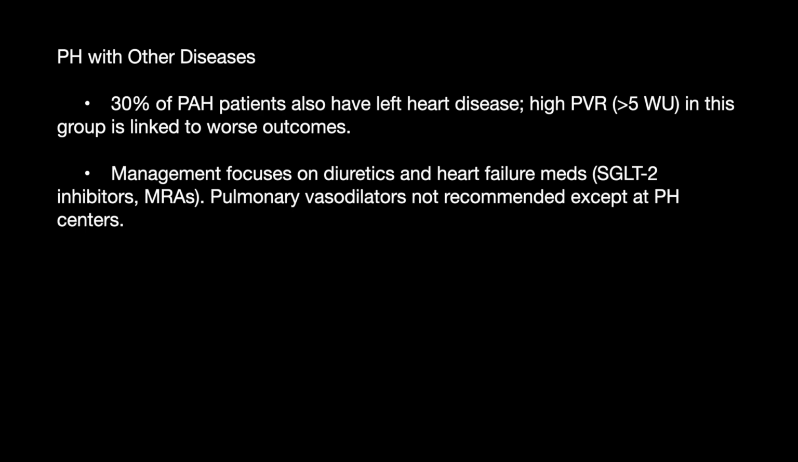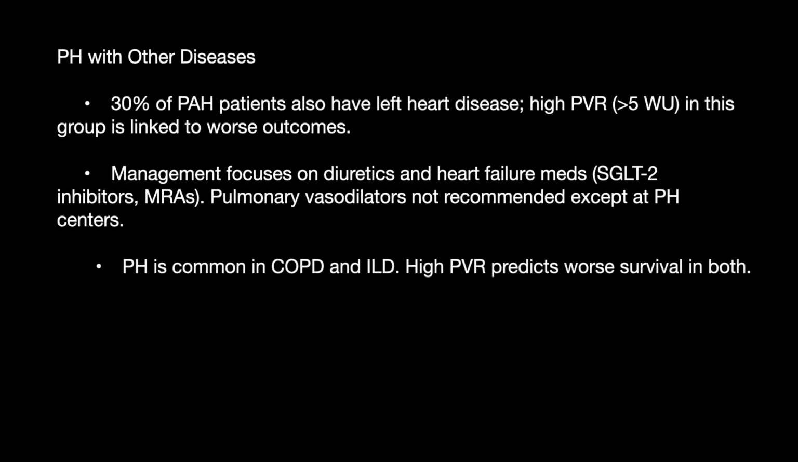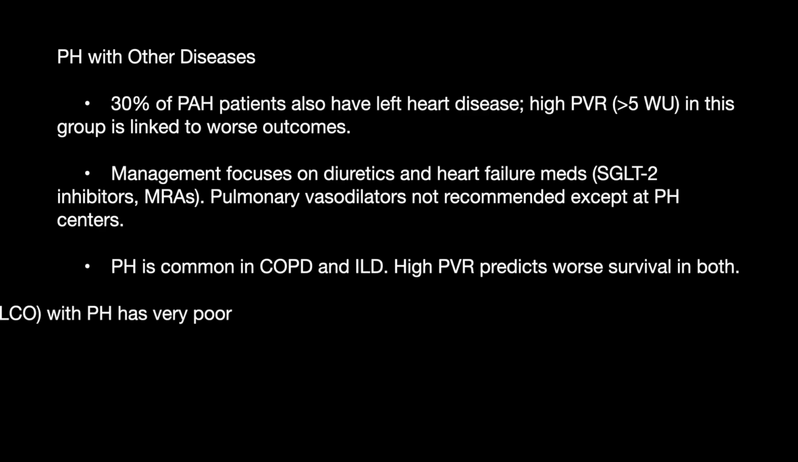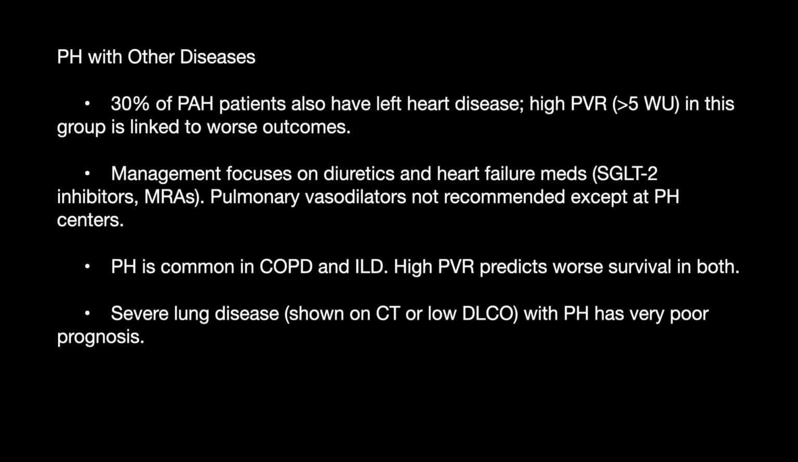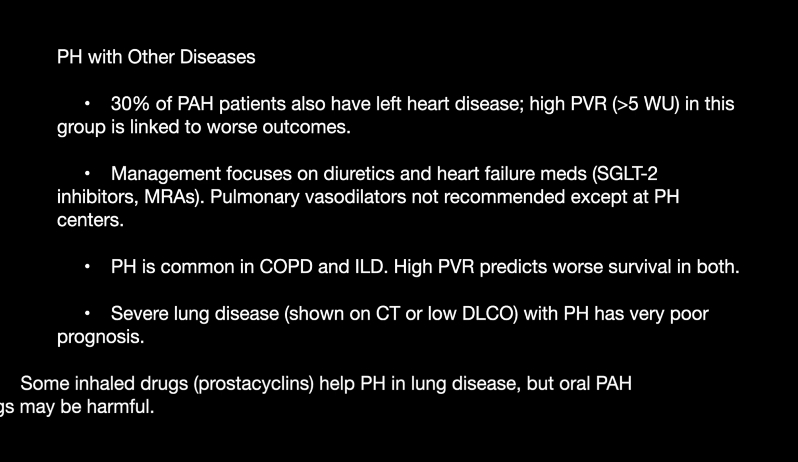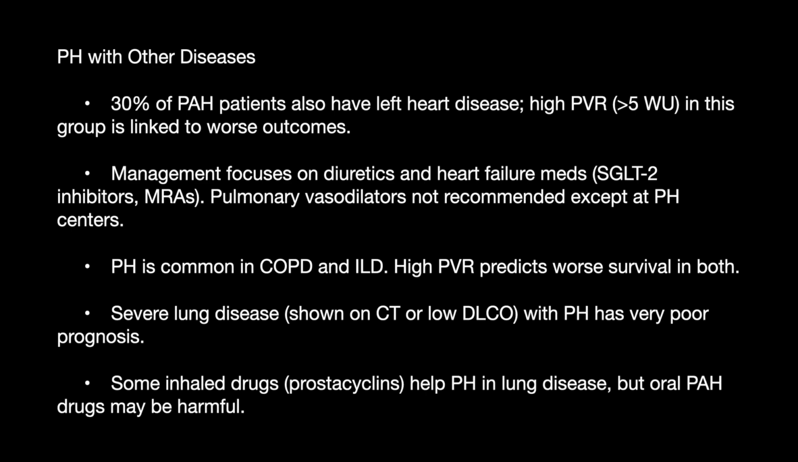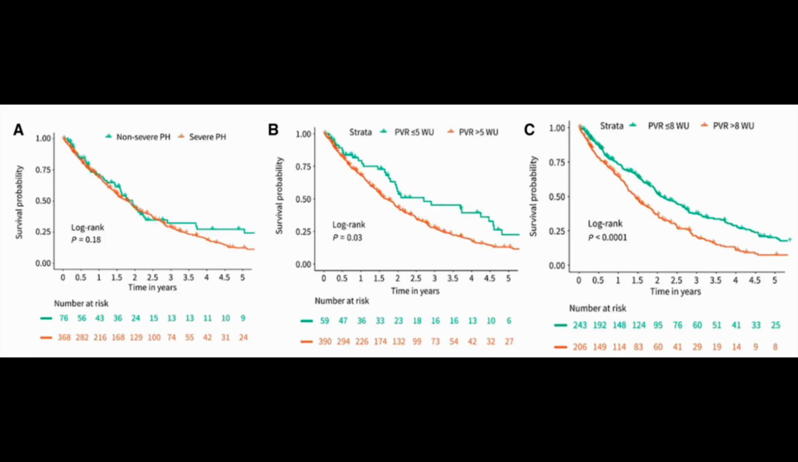Management focuses on diuretics and heart failure medications like SGLT2 inhibitors and MRAs. The pulmonary vasodilators are not recommended except at pulmonary hypertension centers. Pulmonary hypertension is common in COPD and ILD. Higher PVR predicts worse survival in both. Severe lung disease with PH has a very poor prognosis. Some inhaled drugs help PH in lung disease, but oral PH drugs may be harmful.